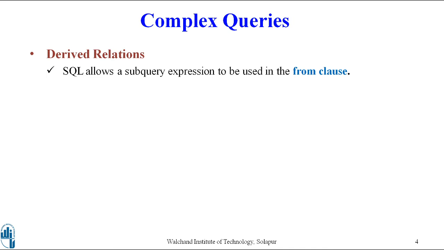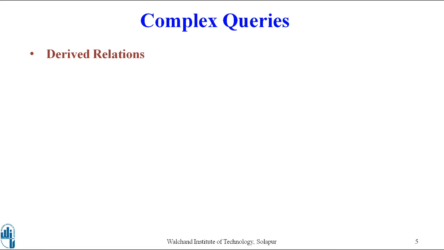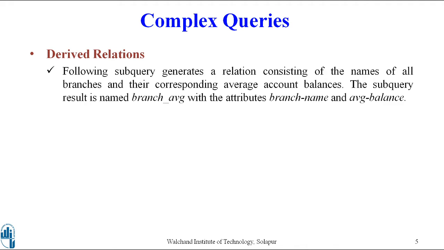SQL allows a subquery expression to be used in the from clause. If we use such an expression, then we must give the result relation a name, and we can rename the attributes. We do this renaming by using the as clause. Consider the example. Consider the subquery which generates a relation consisting of the names of all branches and their corresponding average account balance.